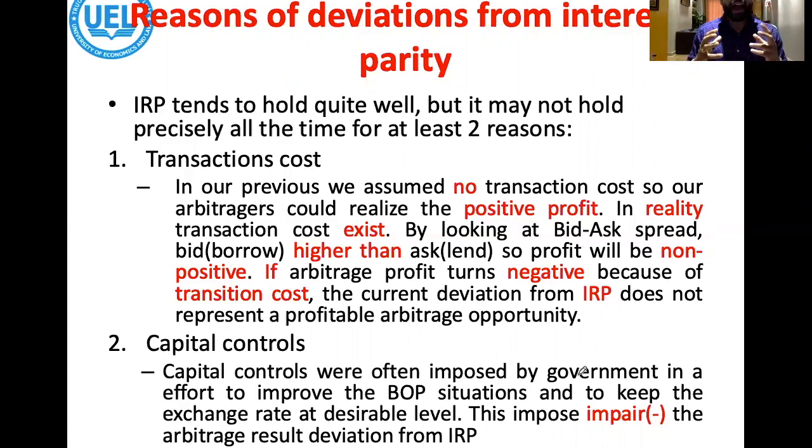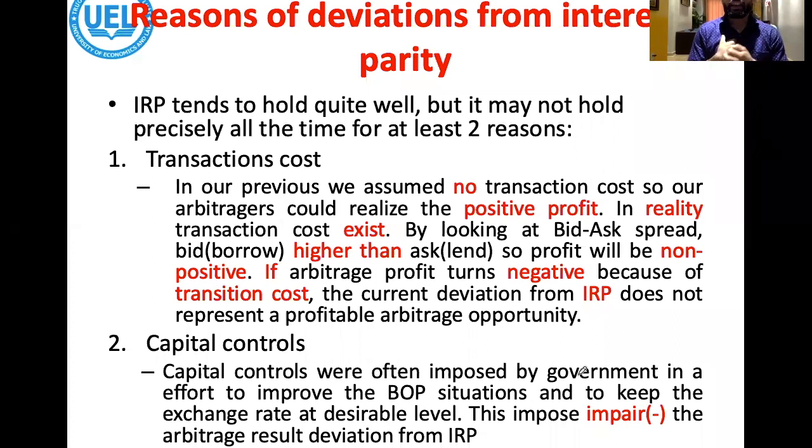Government continuously looks at the inflow and outflow of money from the country, the capital account. And by looking at that inflow and outflow, government will find out the official reserves account, which is called the balance. Government acts in efforts to improve the balance of payment situation and to keep the exchange rate at desirable levels. Of course, that also applies to exchange rate floating, because it's not pegged to any particular country. So all kinds of exchange rate fluctuations are in the hands of governments. So this impairs the arbitrage result, a deviation from IRP.